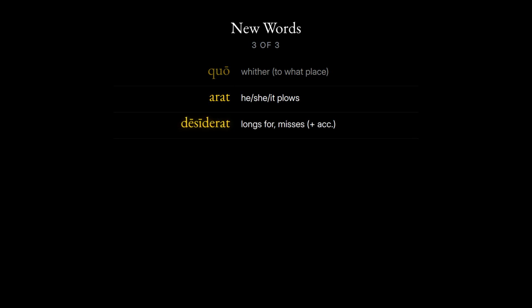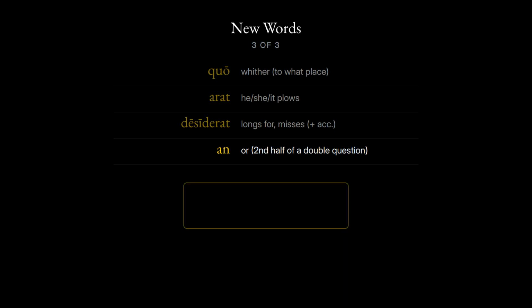Now two little words and two verbs. Quo. Whither, meaning to what place. Arat. He, she, or it plows, think arable land. Desiderat. He longs for or misses something, and it takes the accusative, think desire. An. Not the usual word, but the kind that opens the second half of a double question. Is he a Roman or a Gaul? Estne Romanus an Gallus? On to the grammar.